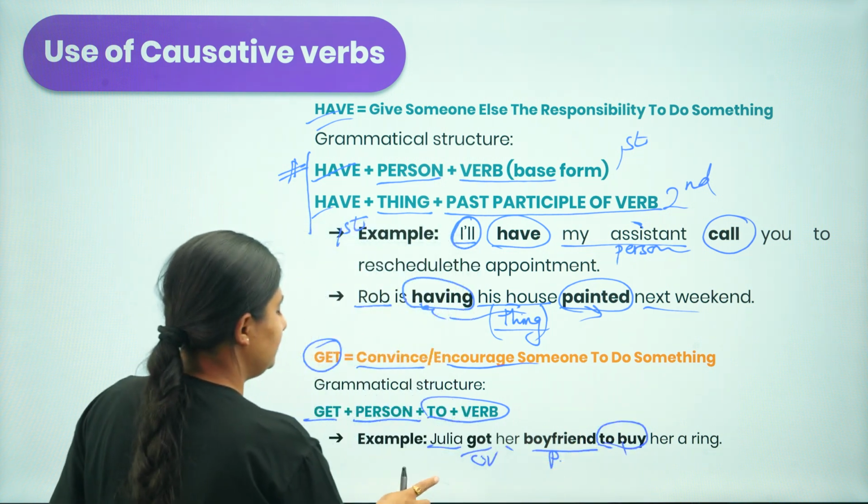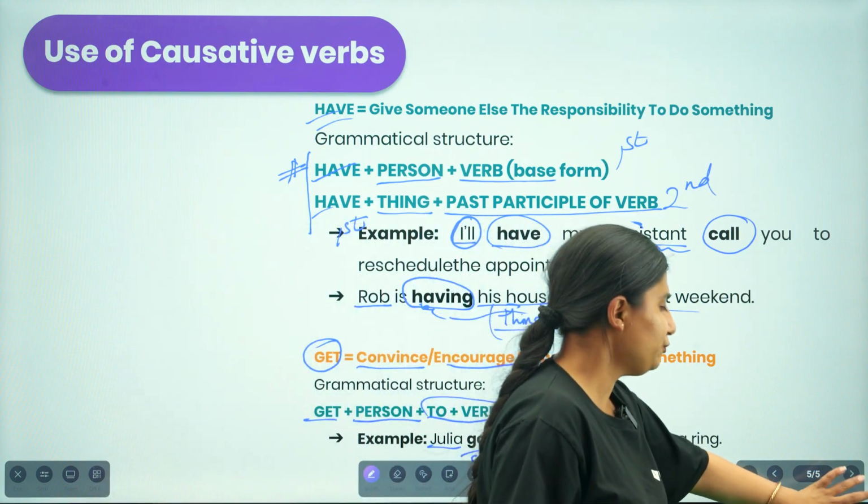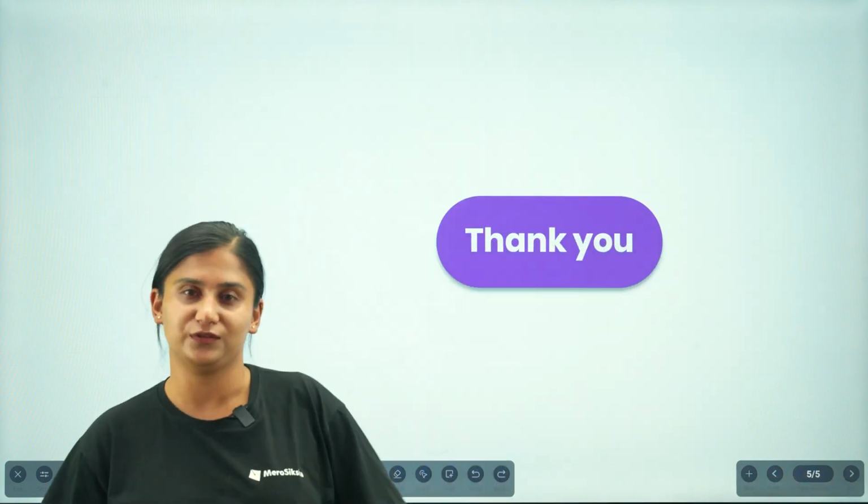So this is how the causative verb works. If you practice much more, it will be easier for you guys.